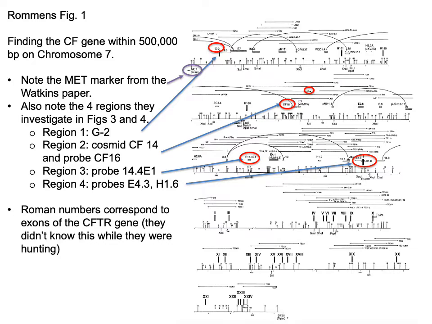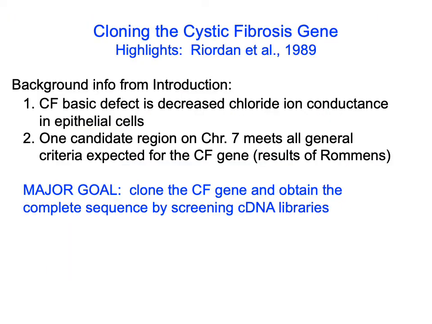So it was in region 4. Okay, so I've just summarized fairly briefly a lot of work that was done in the Ramans paper, and the Rorden paper that is published, again, back to back with that paper, summarizes the work of Ramans, reminds us that the basic defect in cystic fibrosis patients is decreased chloride ion conductance in epithelial cells.